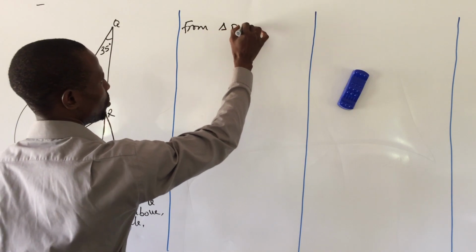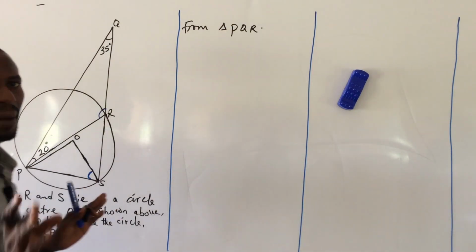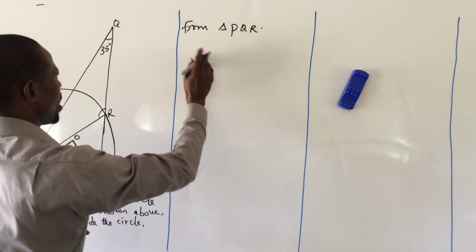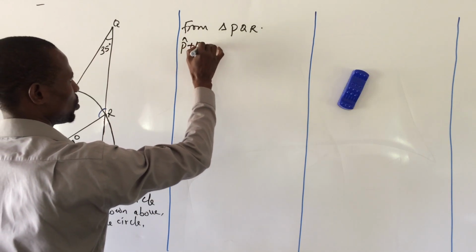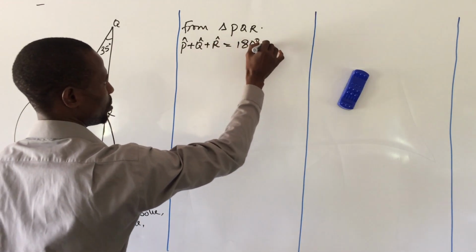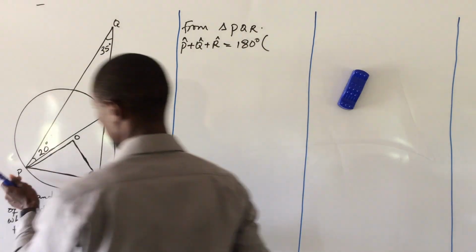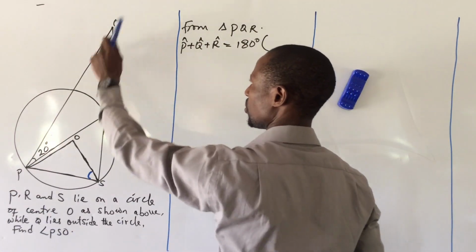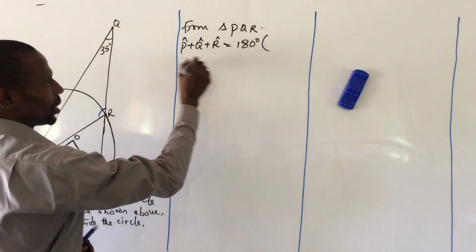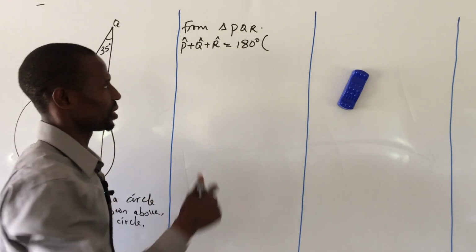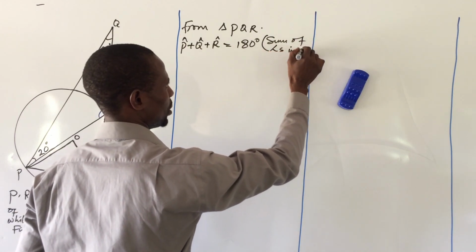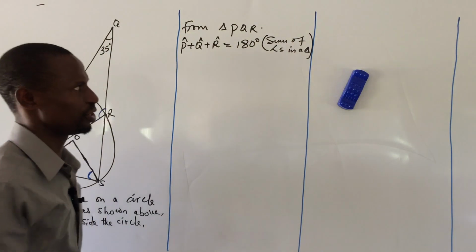From triangle PQR, we apply the sum of angles in a triangle, which is 180 degrees. So if we do that, we have angle P plus Q plus R is equal to 180 degrees. You must give a reason for that, because this is your P, this is your R, and this is your Q, all of them in this triangle. So the reason is: sum of angles in a triangle.